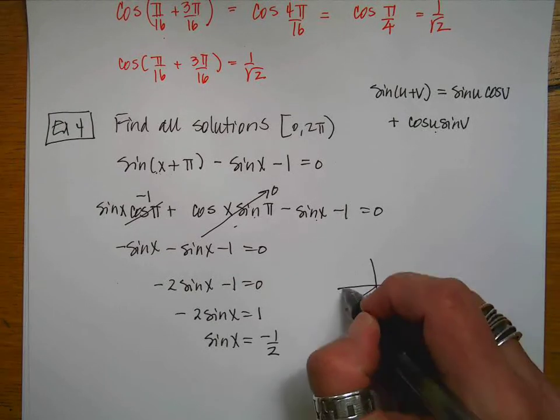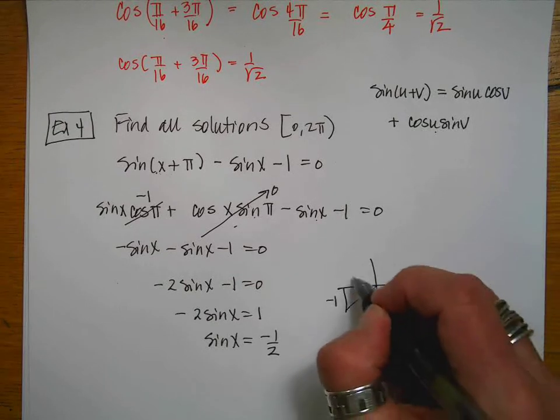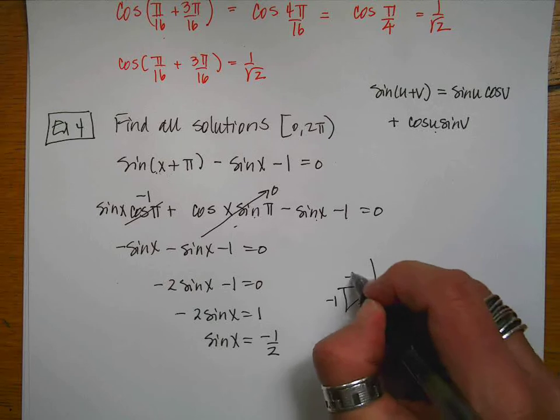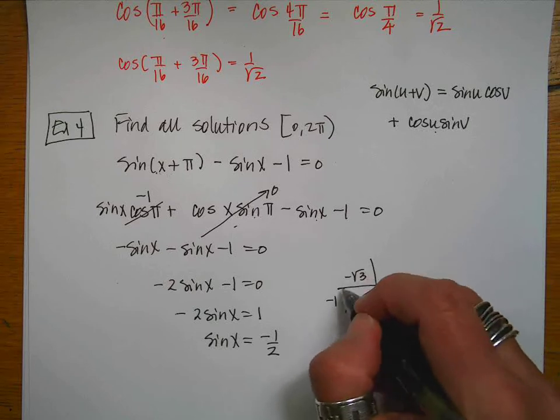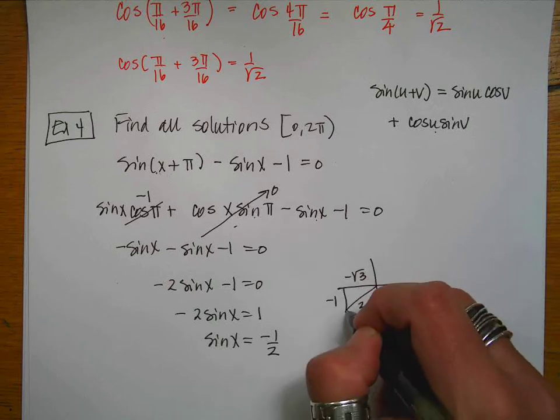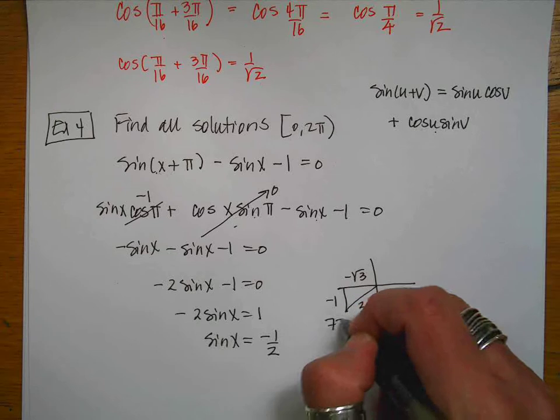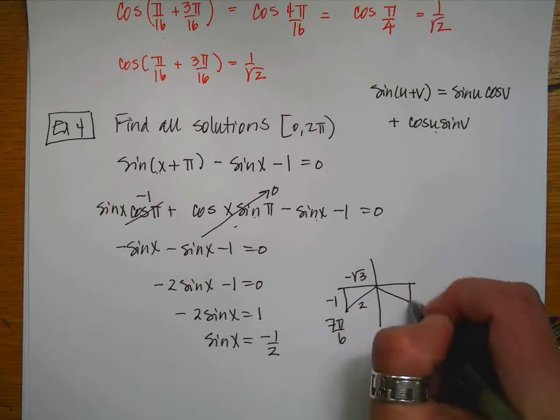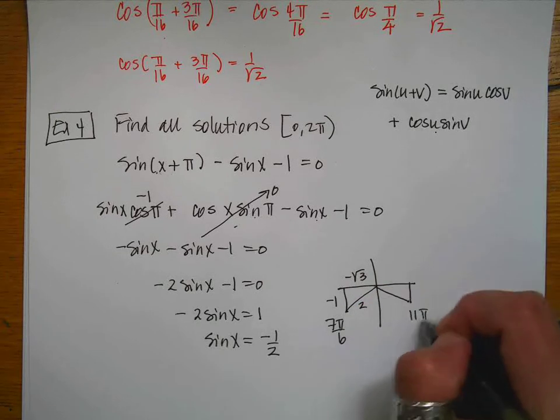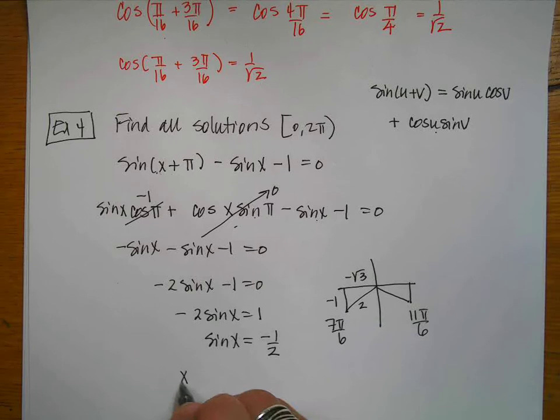And then I'm going to draw my reference triangle. Sine is negative. This is a negative 1. So this is 2. This is a negative radical 3. This is 5 pi, or 6 pi over 6, 7 pi over 6. And then the corresponding angle over here would be 11 pi over 6. So x is going to equal 7 pi over 6 and 11 pi over 6. So knowing your specials is indeed handy.